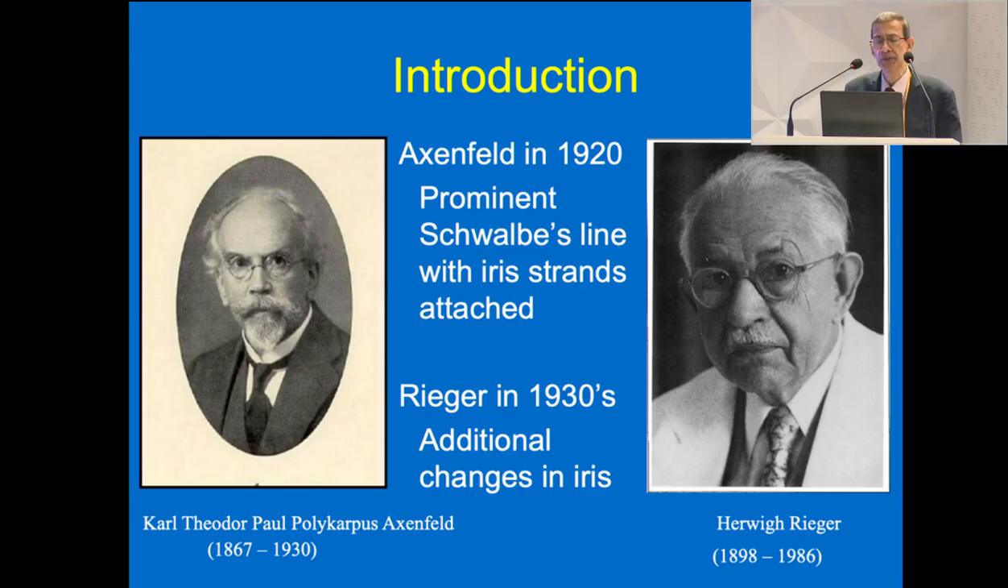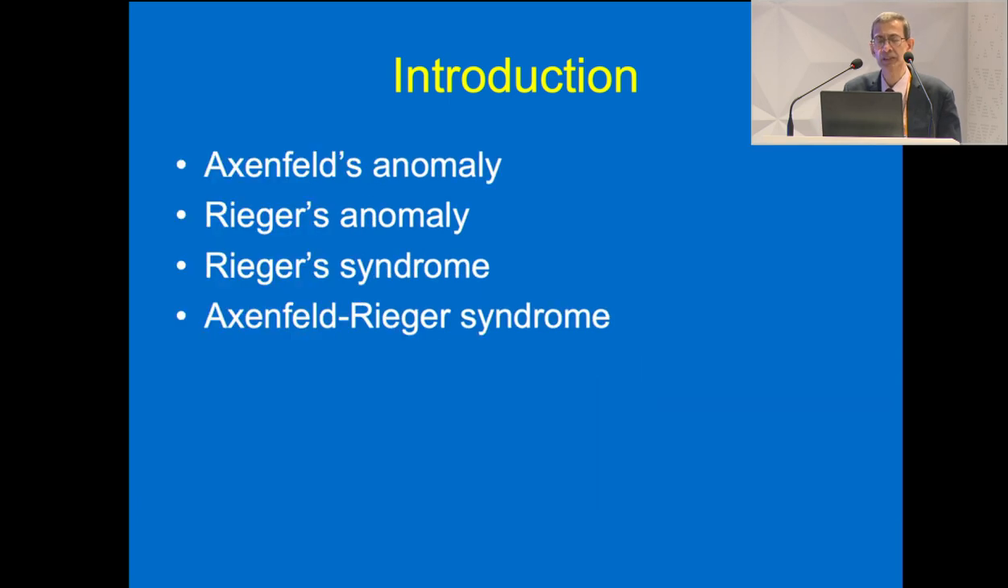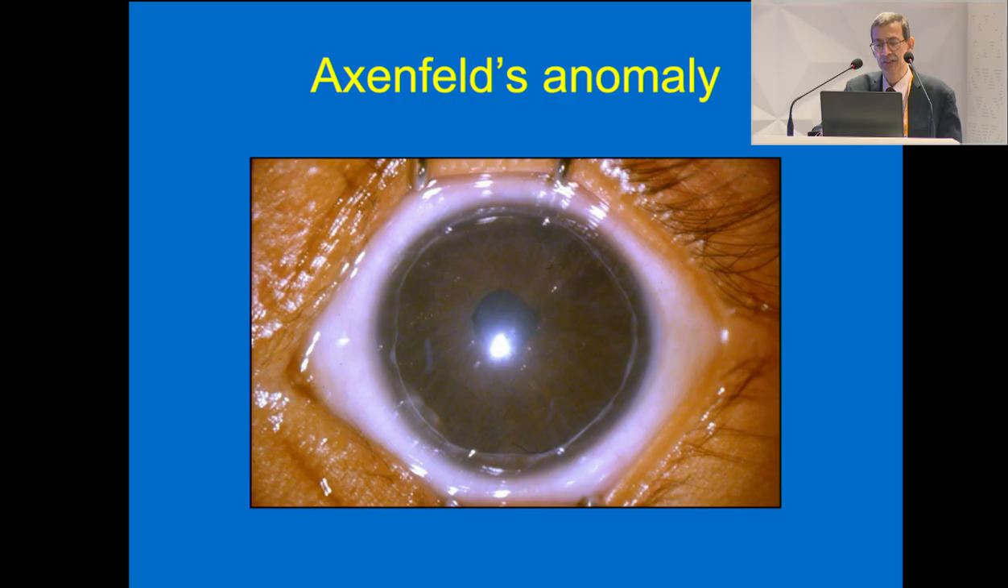Axenfeld in the year 1920 reported a case where there was a prominent line in the periphery of the cornea in the inner aspect and iris strands bridging the angle to be attached to that prominent Schwalbe's line. From the 1930s onwards, similar cases were reported from Rieger, and an additional change was there in the form of iris abnormality. So it's a spectrum of disease: Axenfeld anomaly, Rieger's anomaly, Rieger syndrome, when associated with non-ocular facial and systemic association.